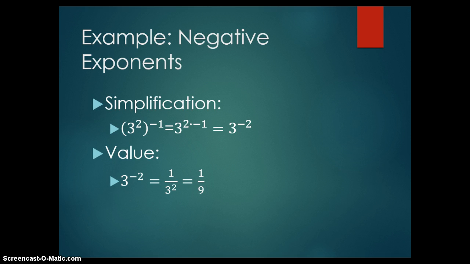And 3 to the negative 2 is equal to 1 over 3 squared. We just move 3 to the negative 2 to the bottom of the fraction and make it positive, and we get 1 over 3 squared. And 1 over 3 squared is equal to 1 over 9, because the bottom is 3 squared, and 3 squared is equal to 9, so the bottom's going to be equal to 9.